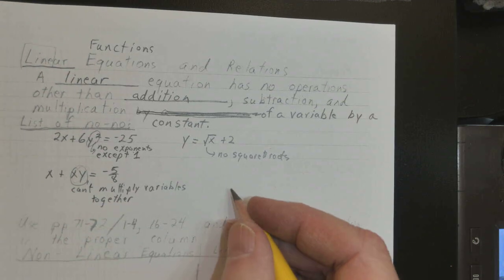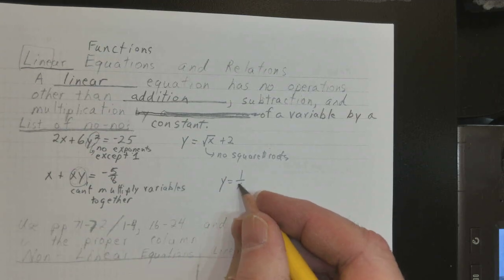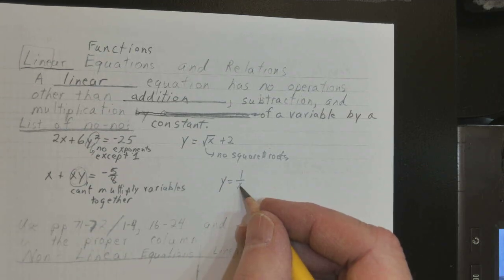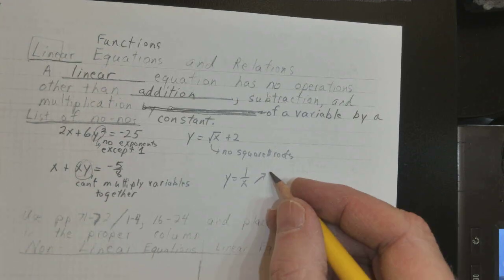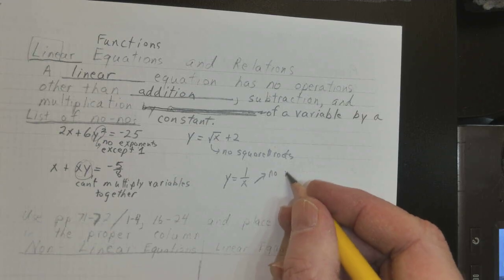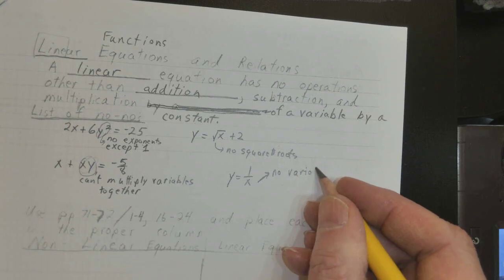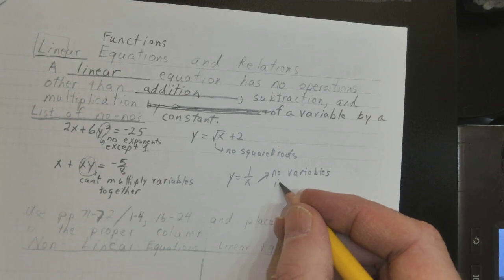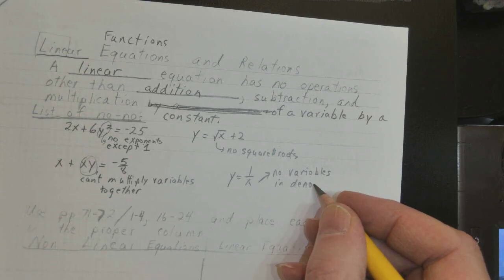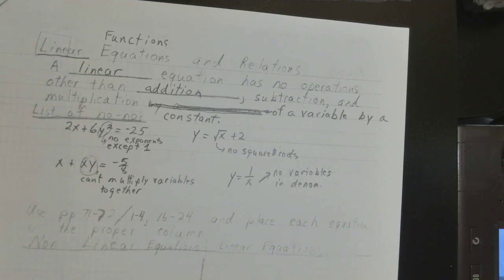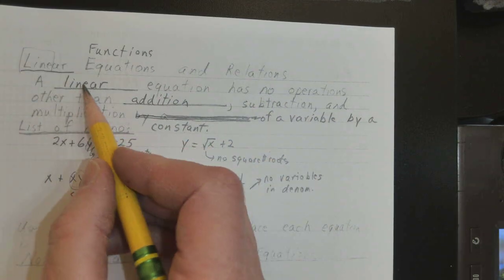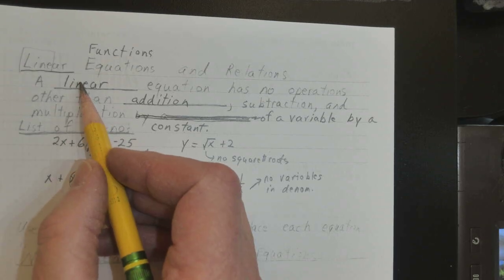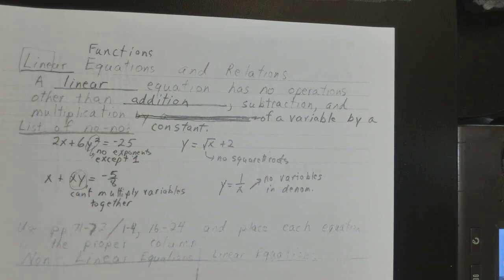All right. y equals 1 over x. All right? No variables in, let's just write D-E-N-O-M, in denominators. No variables in denominators. These are perfectly fine equations. They're just not linear equations. I'm not saying they're not equations. I'm just saying they're not linear.